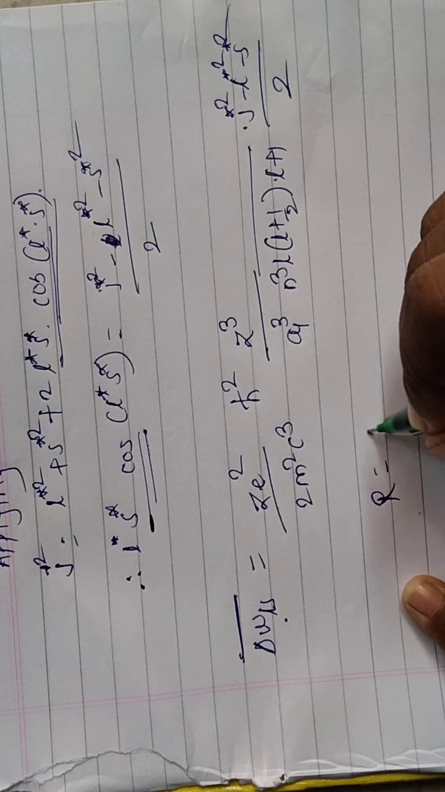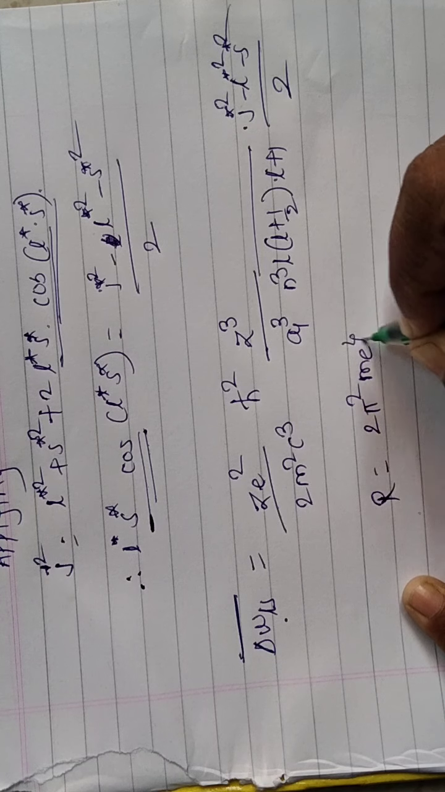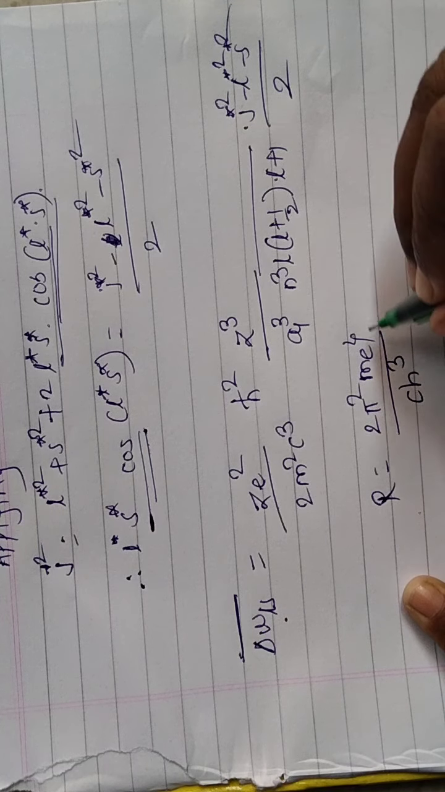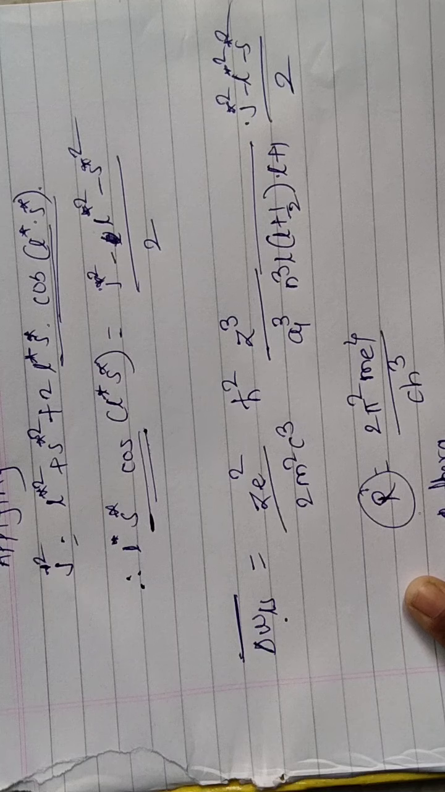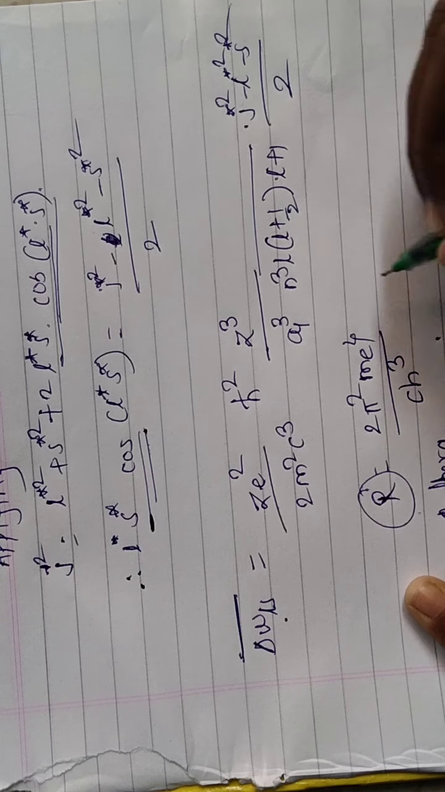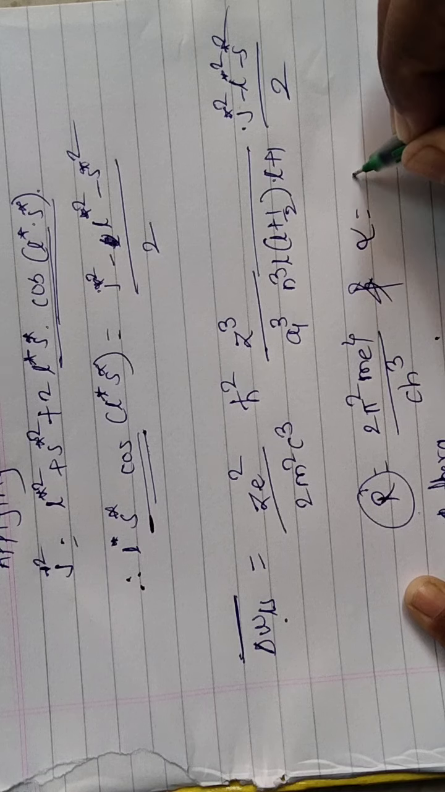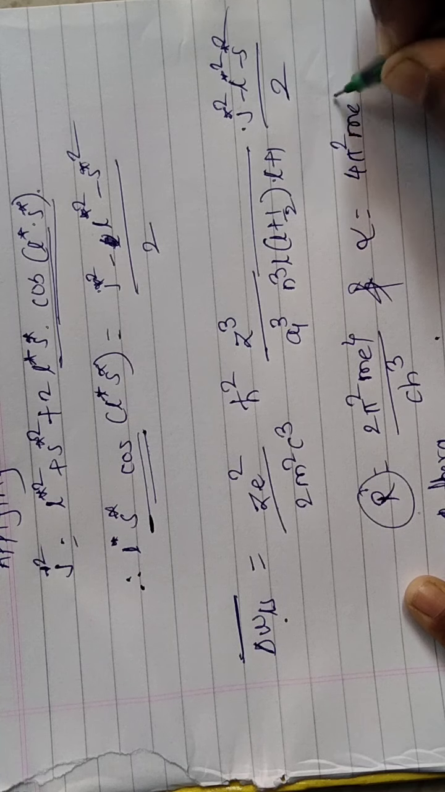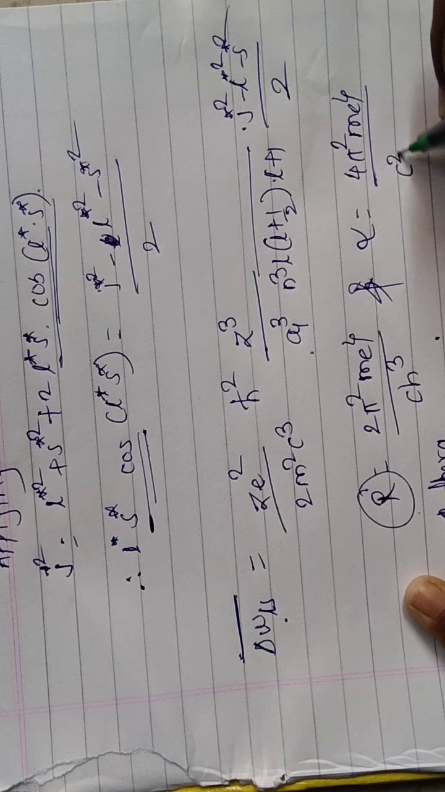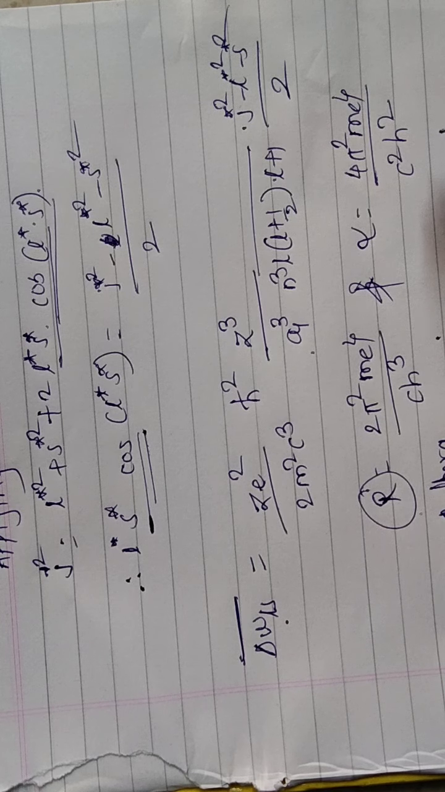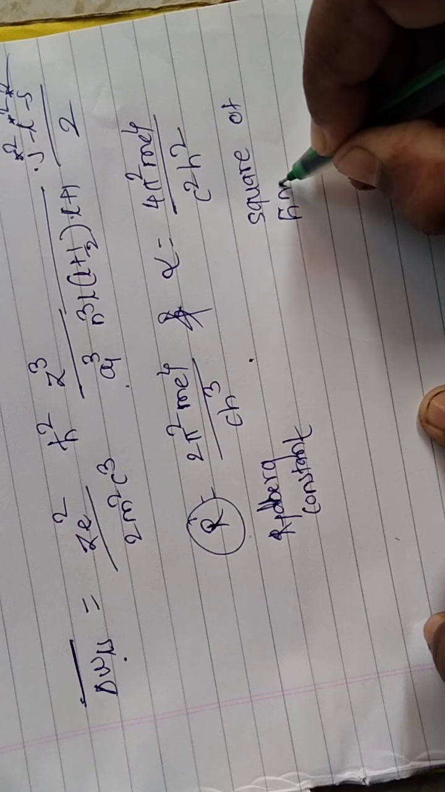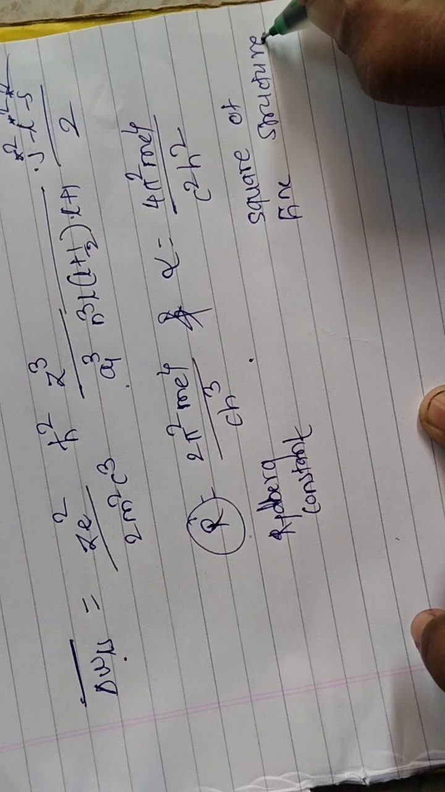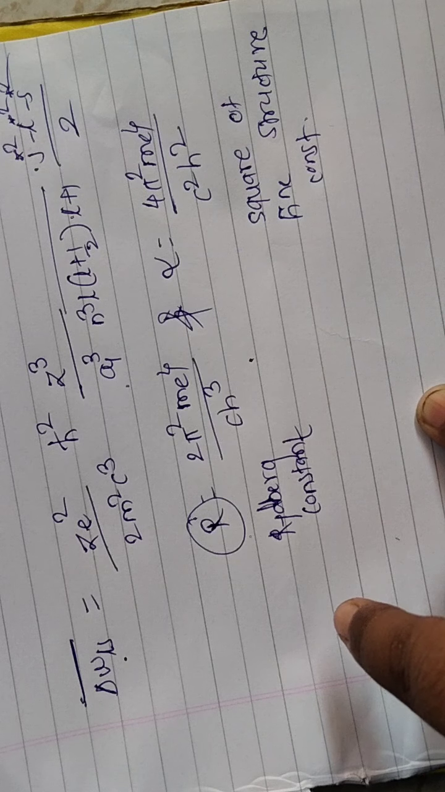The constant R is equal to 2 pi square m e raised to 4 divided by c h cube. This constant is called the Rydberg constant, and here also alpha is equal to 2 pi square e square divided by c h. These are the constants. This is the square of the fine structure constant.